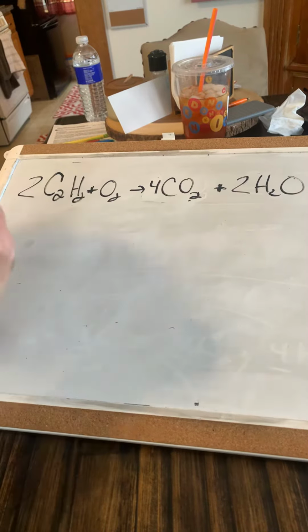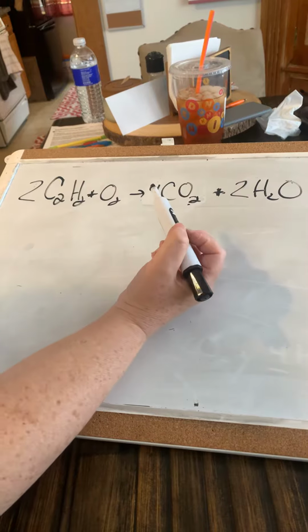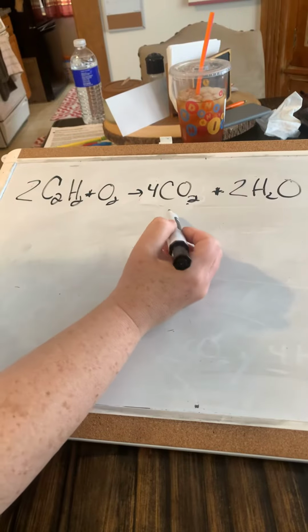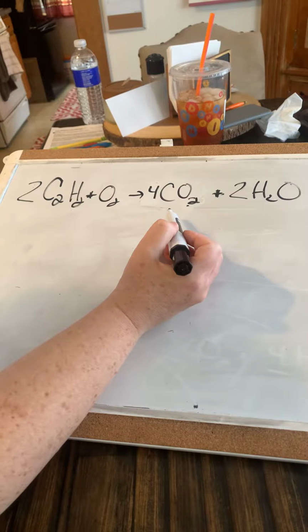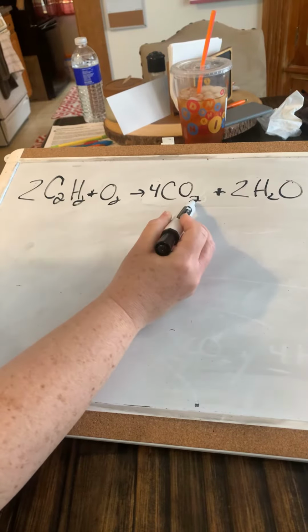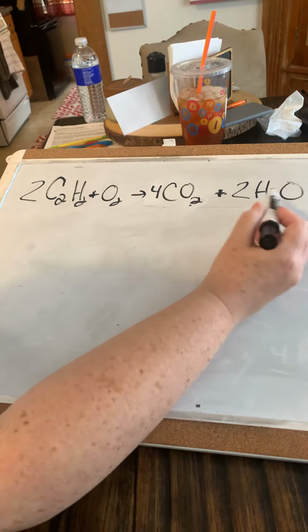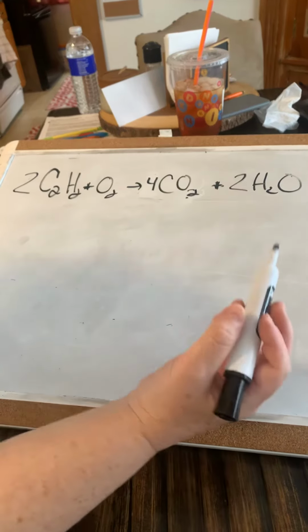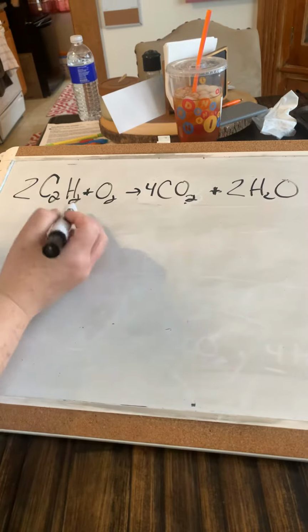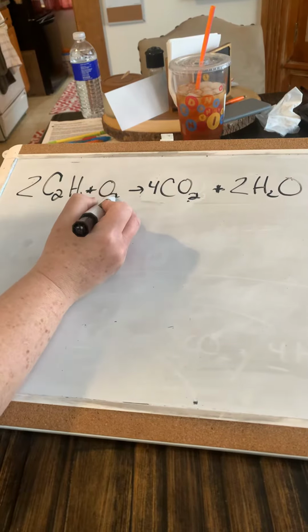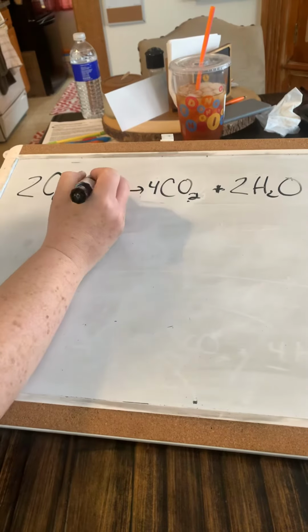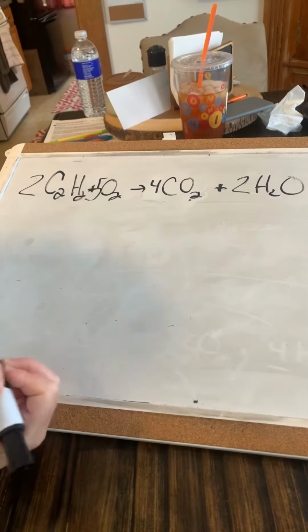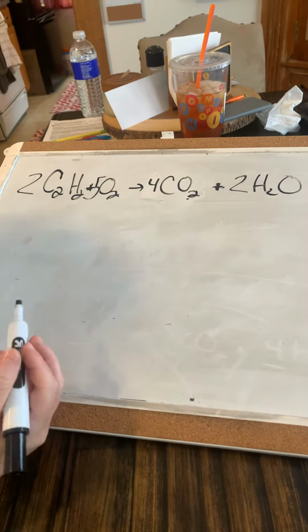Yay. Now, let's look at our O's. 4 times 2 is 8, not 6. It's 8. 4 times 2 is 8, plus 2 times 1 is 2. 8 plus 2 is 10. So we have 10 O's over here. How are we going to get our 2 O's over here to 10? We're going to put a 5 in front of our O2.